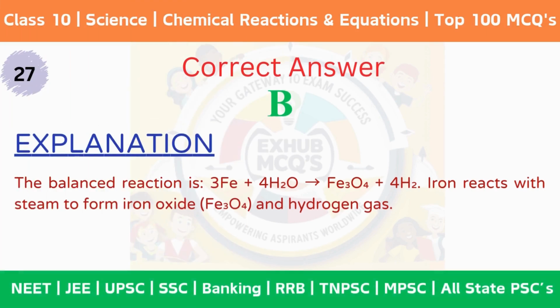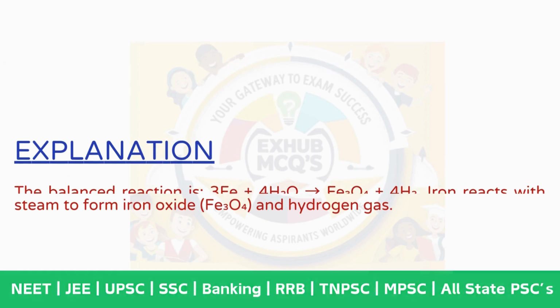The correct answer is option B. Iron plus water forms ferric oxide and hydrogen. Explanation: the balanced equation is 3 iron atoms reacting with 4 water molecules to produce ferric oxide and hydrogen gas. This reaction occurs when iron reacts with steam.